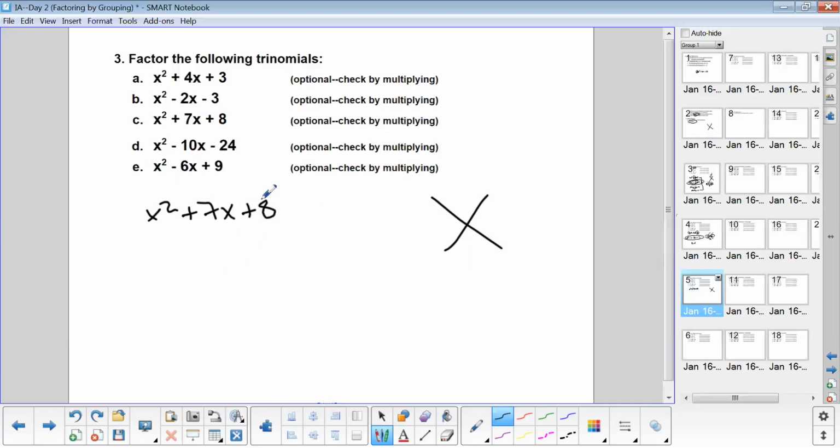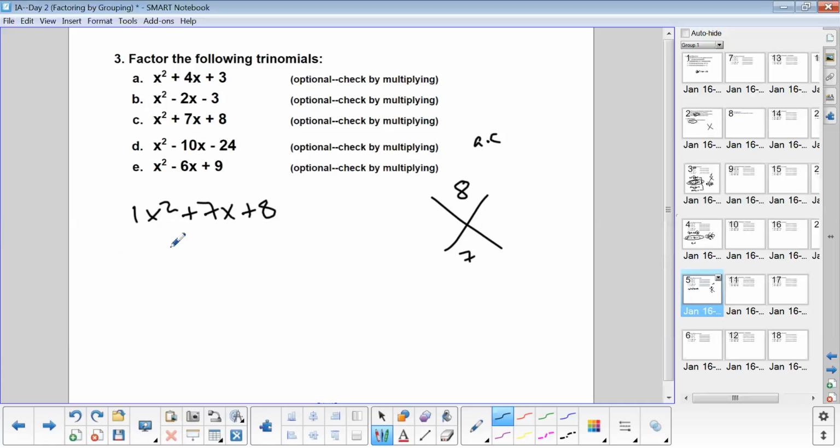hit play again, and check your work against my efforts here. So A is 1, so we know we've got 1 times 8, which is 8. Remember, that's your A times C. And what should it add to be? It should add to be 7x.